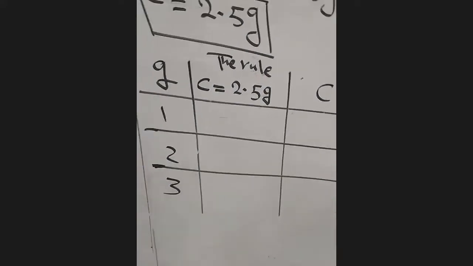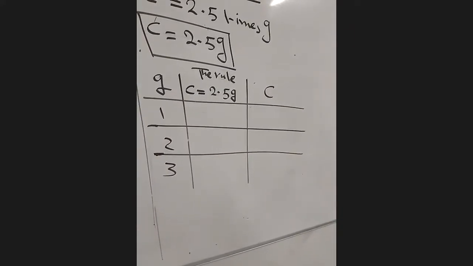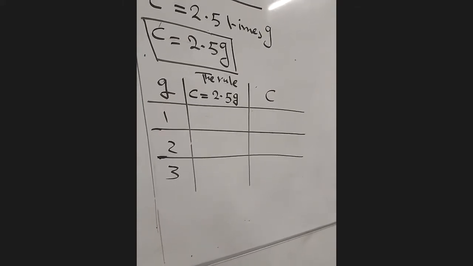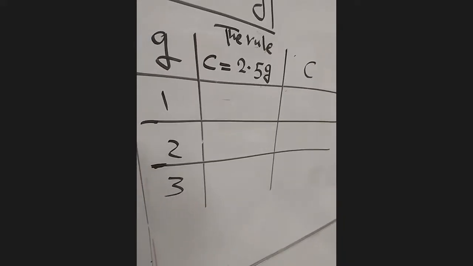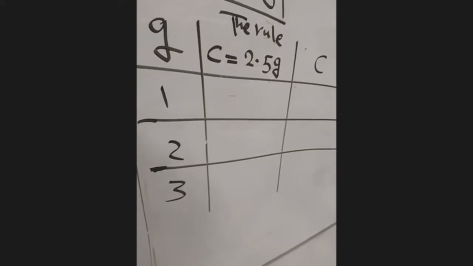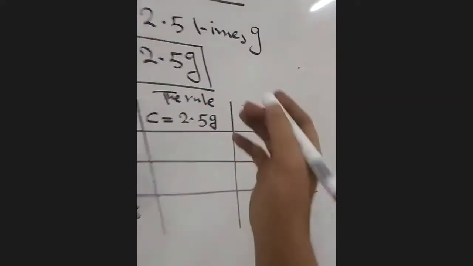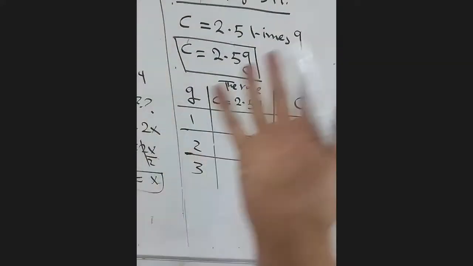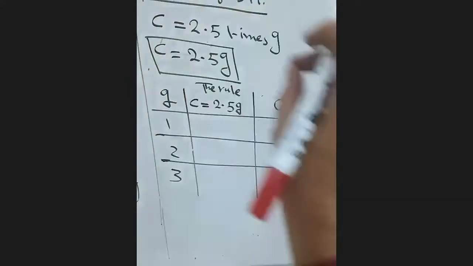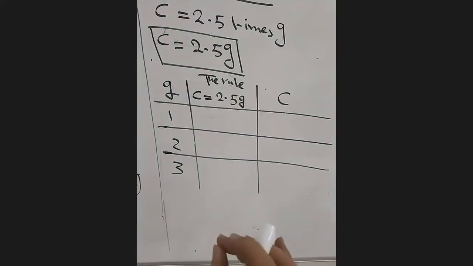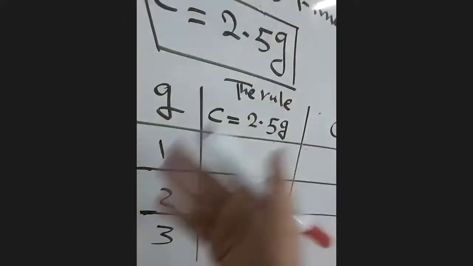Now, if G is given, what do we want to find? C. So how do we find C? What will I write here? We will write C equals, 1 plus 2.5. Is there any plus here? No. Why did you say 2.5 plus 1? Explain to me.